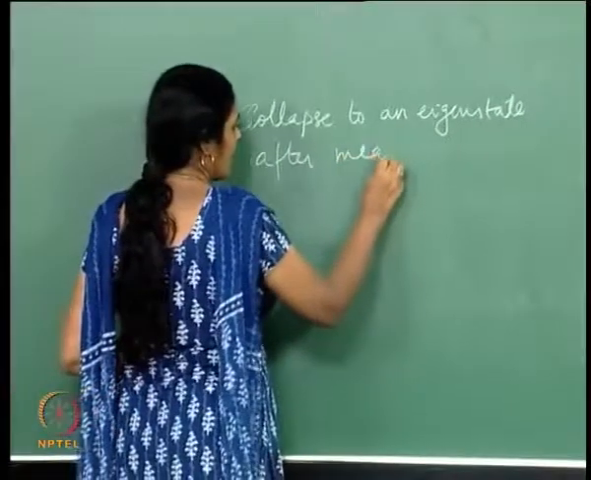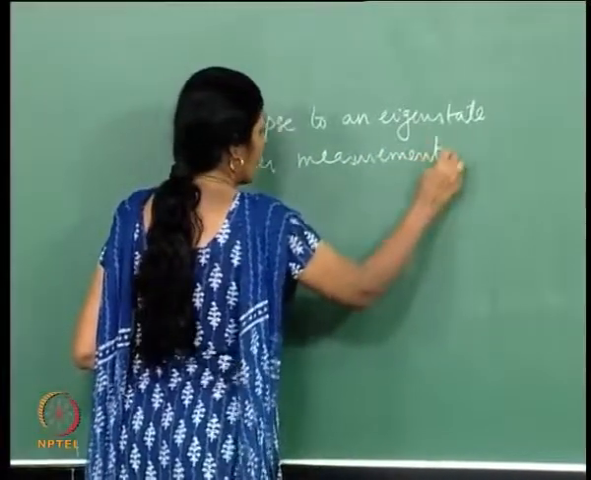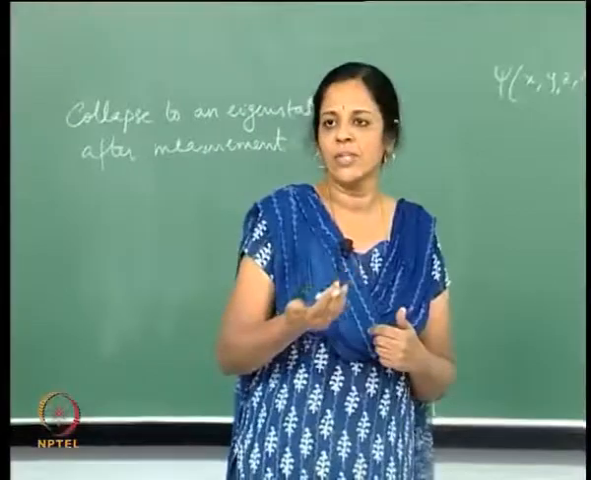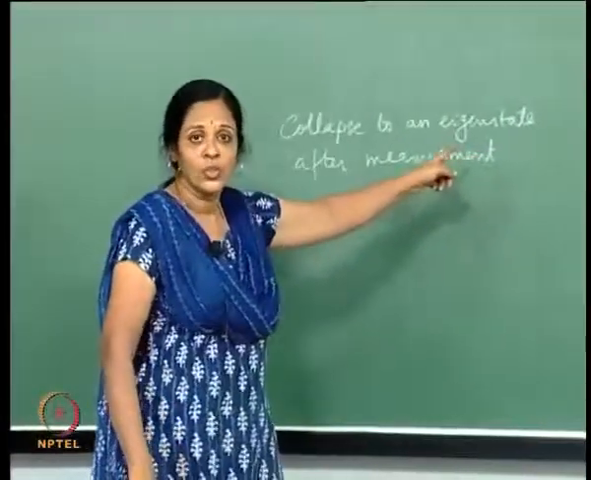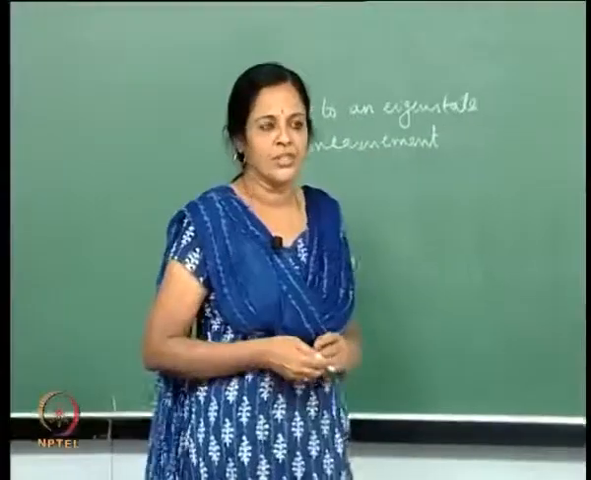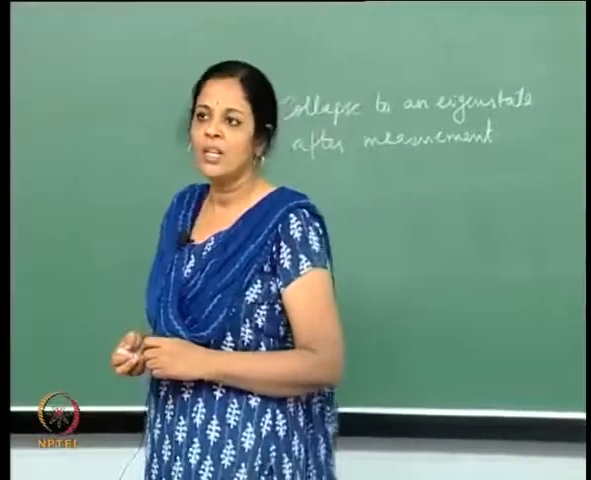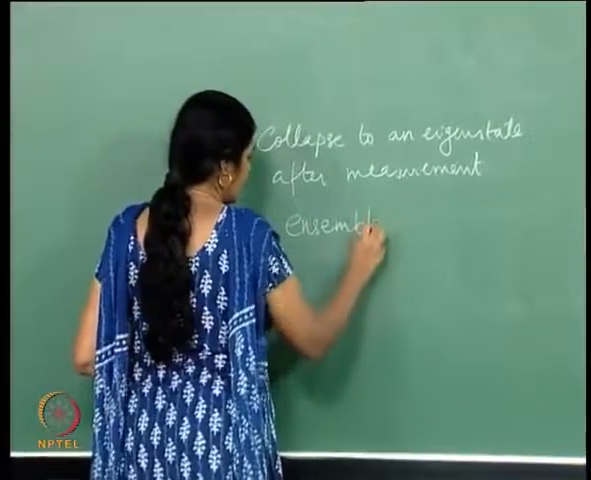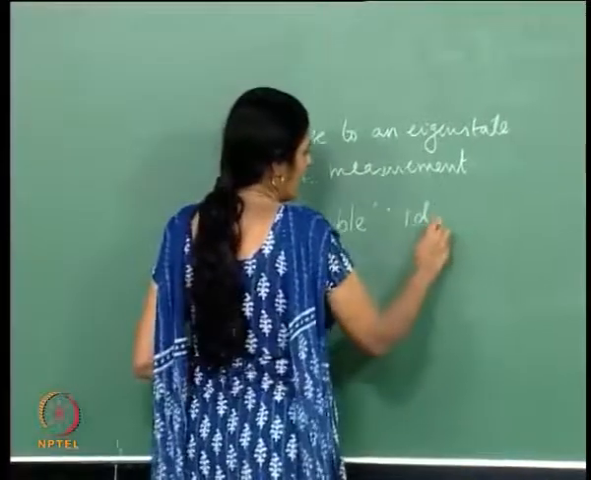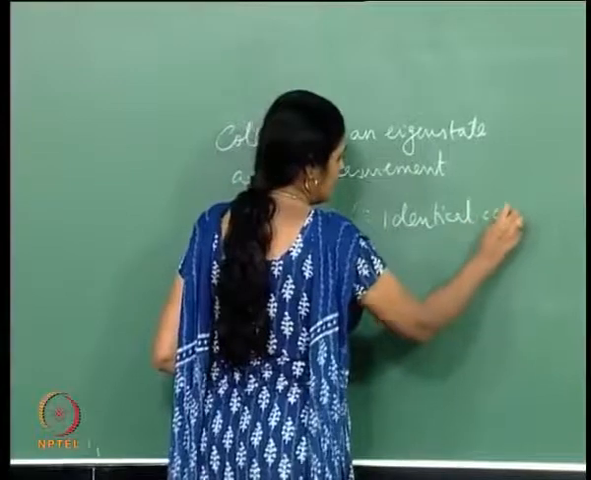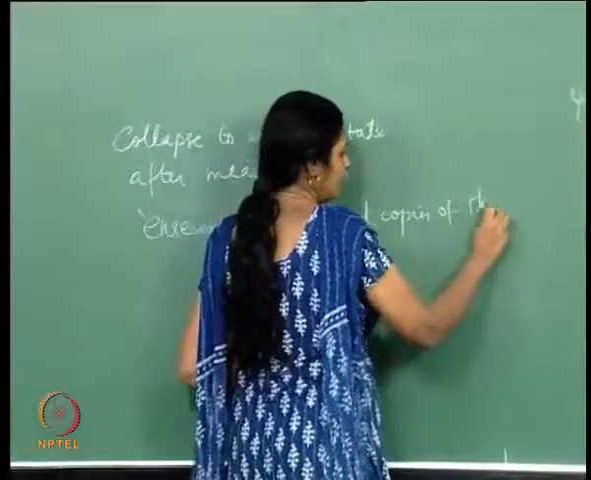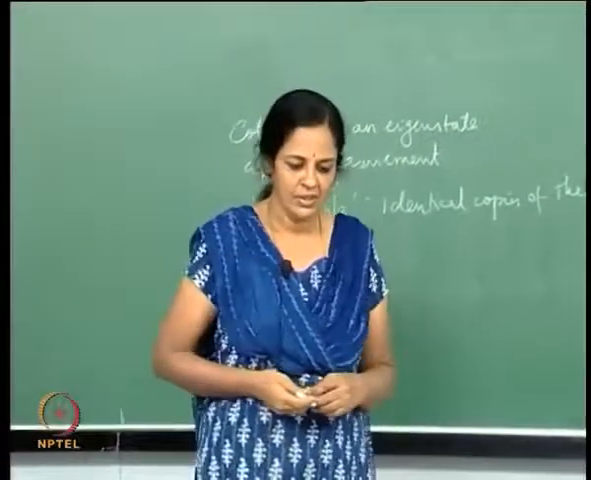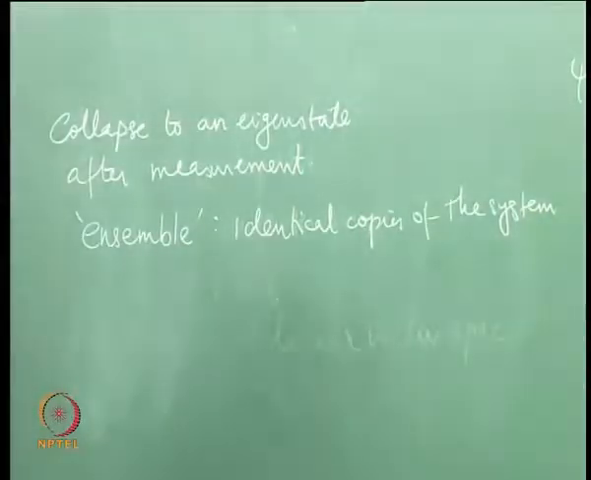Immediately after measurement, the system collapses to an eigenstate, and therefore, there is no point in repeating the measurement on this eigenstate or the new state of the system, because this was not the system initially. The only way to handle this problem is to make an ensemble of identical copies of the system on which we conduct the measurement, and then make one measurement on each copy.